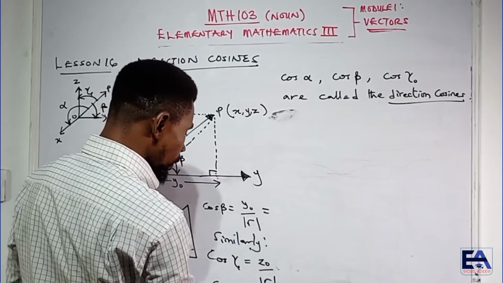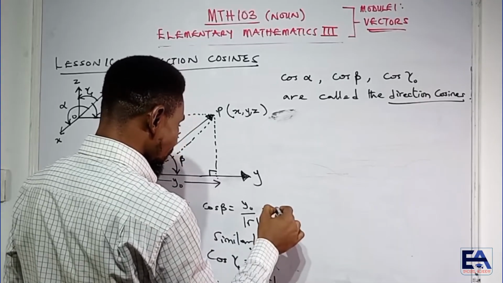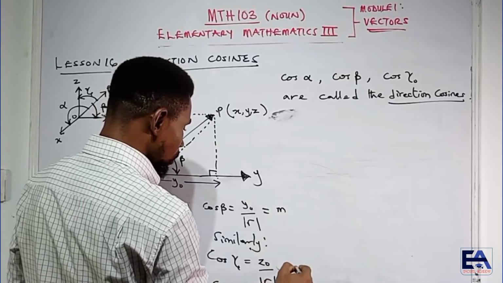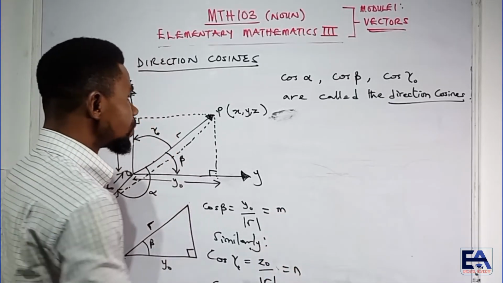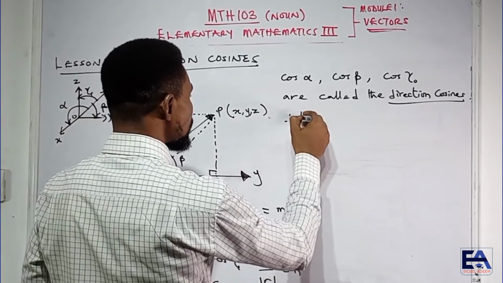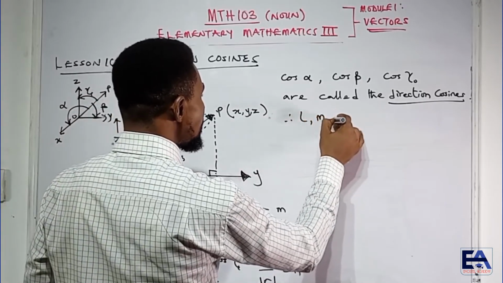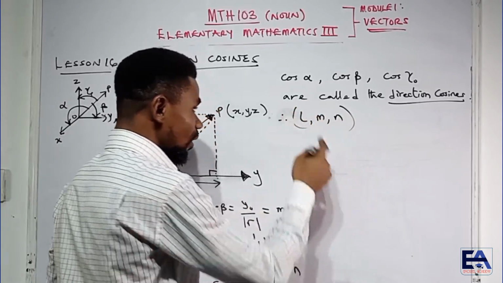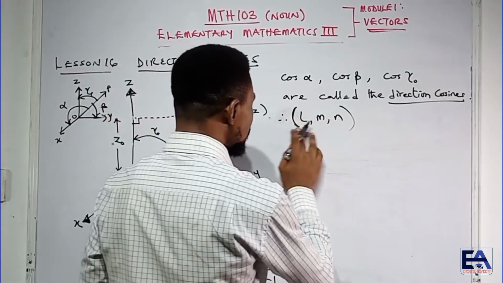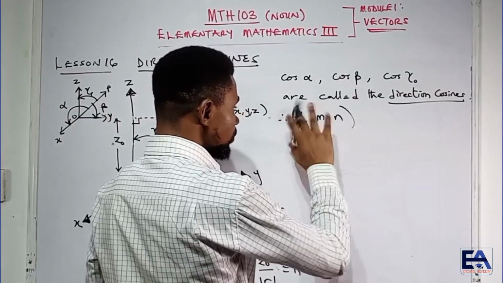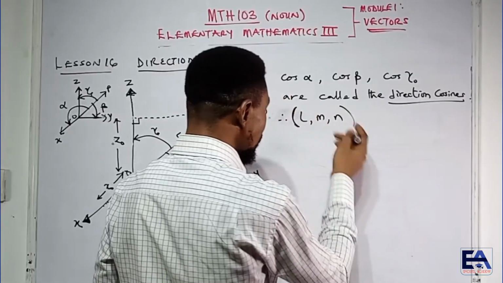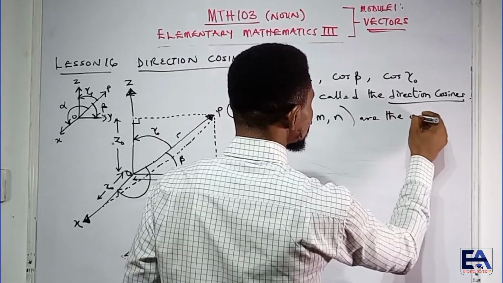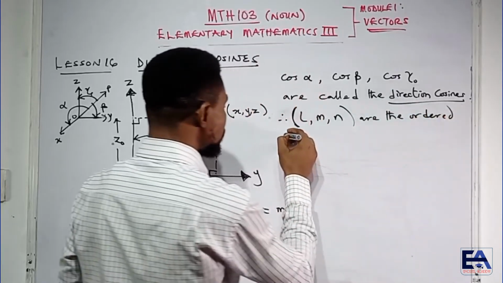Sorry, let the one for X be L, the one for Y, which is beta, be M, and the one for Z, let us call it N. So therefore, L, M, N in brackets, not a pair now because there are three. So this triple is called the ordered triple.